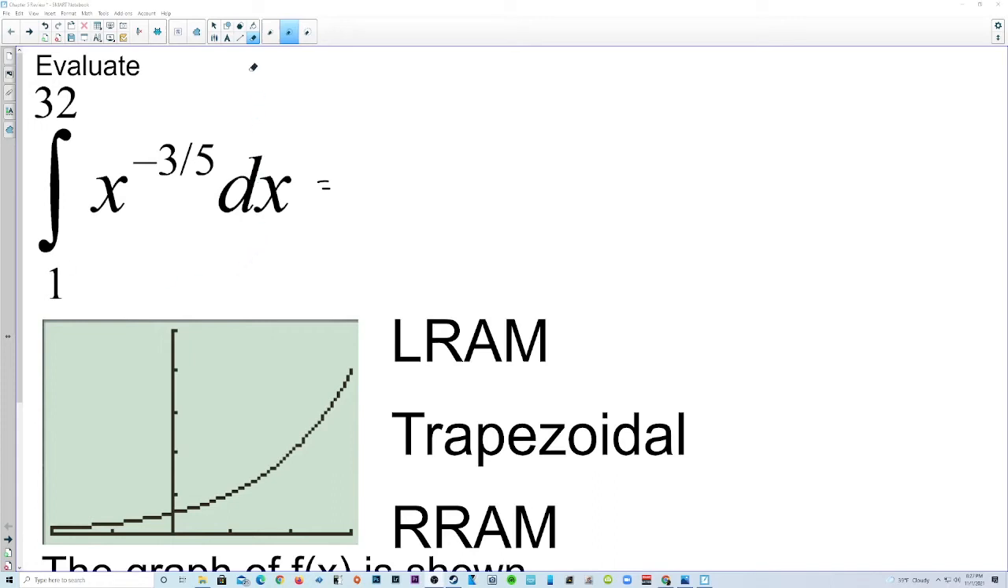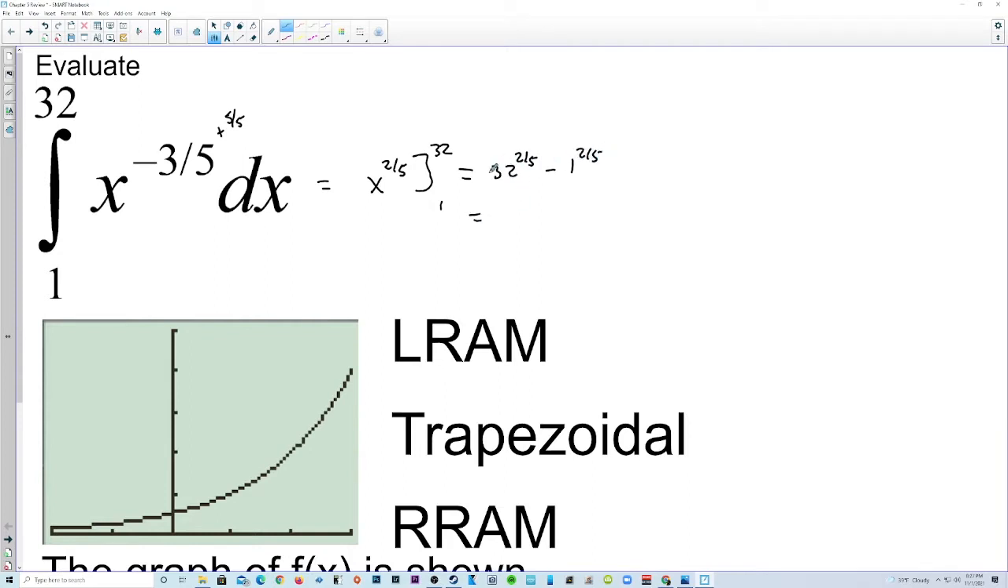This is the Chapter 5 review, and we're going to start out by evaluating this integral. Let's add 5/5. We're going to add 1 to the power. That's x to the 2/5, and we're going to evaluate from 1 to 32. And so we have 32 to the 2/5, and we're going to minus 1 to the 2/5.